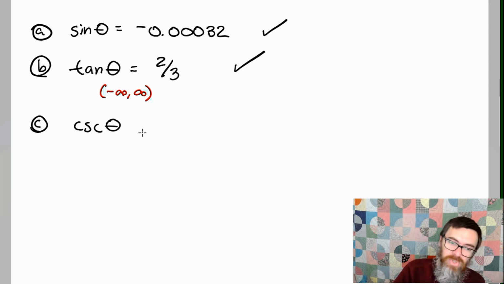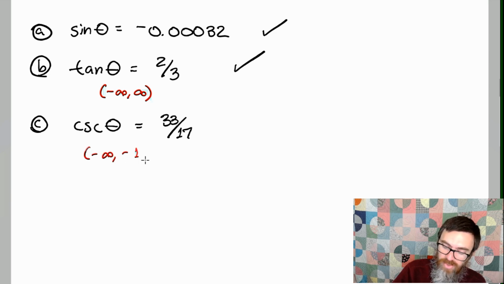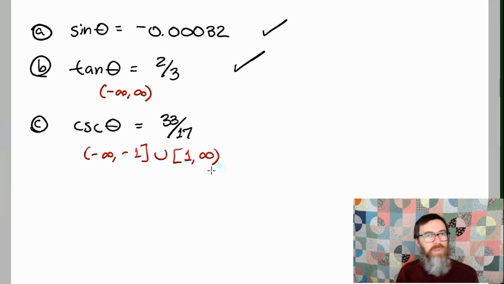All right, can the cosecant give us 33/17? Remember, for the range for the cosecant, it has to be something that is less than or equal to -1 or greater than or equal to 1. Now, I know we have a fraction here, but remember, fractions can be improper, which means they have a value that's greater than or equal to 1. So 33/17 is something that is greater than or equal to 1, so it is possible for you to have a cosecant value that is 33/17.